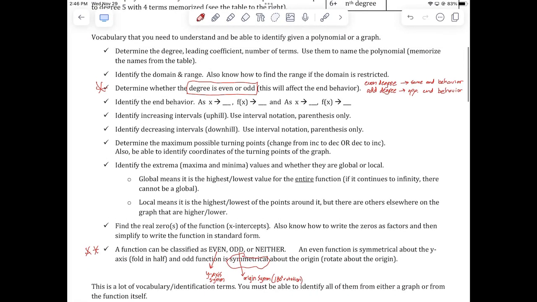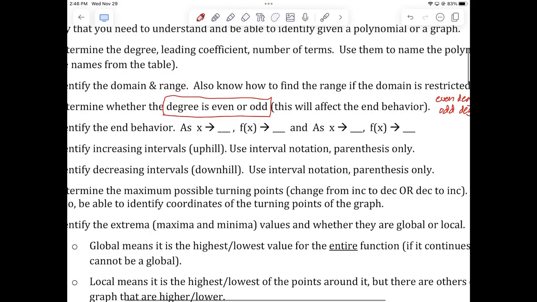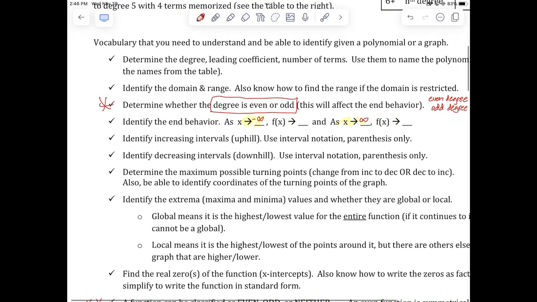All right, what else are we going to be interested in? We're going to be interested in finding the end behavior. That's always going to be as x goes to negative infinity and x goes to positive infinity. And I typically find them in that order. That's your left end behavior and right end behavior. We're going to be looking for intervals of increasing and decreasing. Where is the graph going uphill for what values of x? And where is the graph going downhill for what values of x? We'll be using interval notation, and we'll use parentheses only, which means we're going to be doing open intervals.